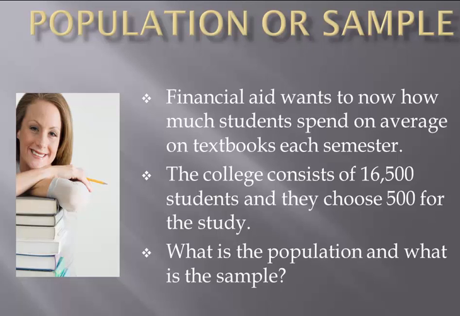So in this particular case, we would not want to use 16,500 students because that would be an unwieldy number. But what we have done is we have chosen 500 to be in our sample, and that's much more manageable, and as long as we pick 500 that are representative of all of the students in the college, then we are making a valid study, and our conclusions will also be valid.